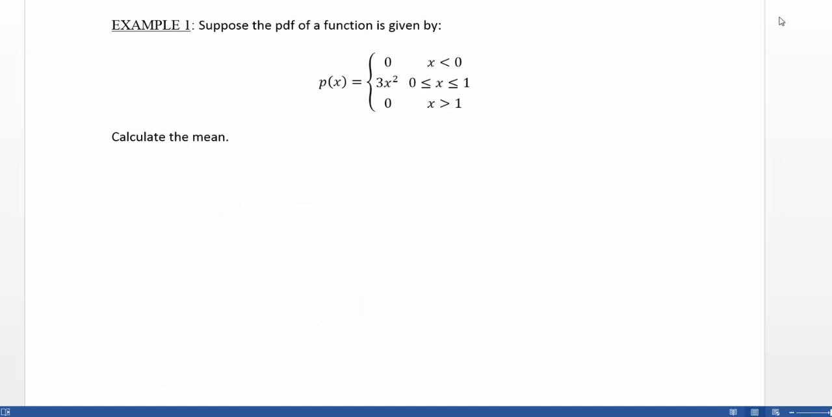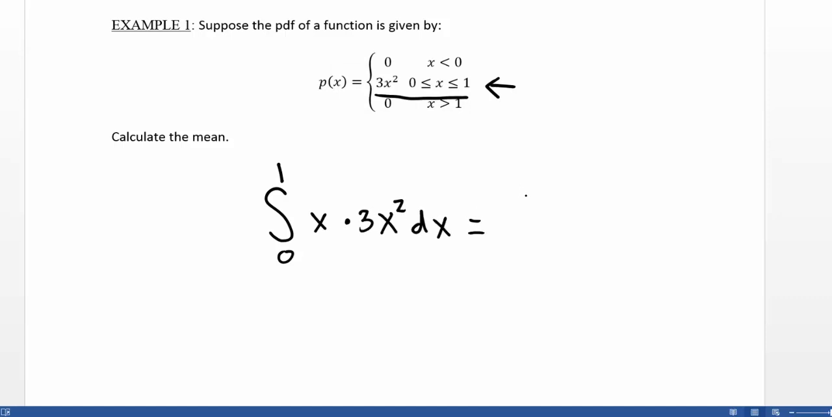Example 1. Suppose the probability density function is given by 3x squared when x is between 0 and 1, and 0 otherwise. So it only exists between 0 and 1. We want to calculate the mean. Remember, to calculate the mean, we're going to integrate over the entire bounds where our function exists. So that's going to be from 0 to 1, and we're going to do x times our density function, which here is 3x squared dx.